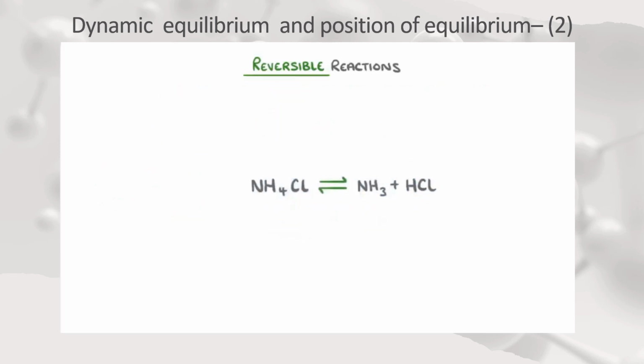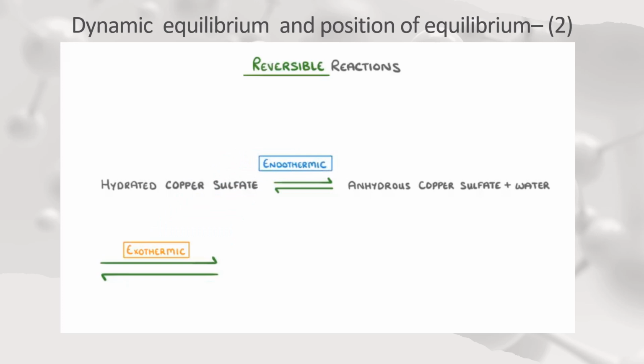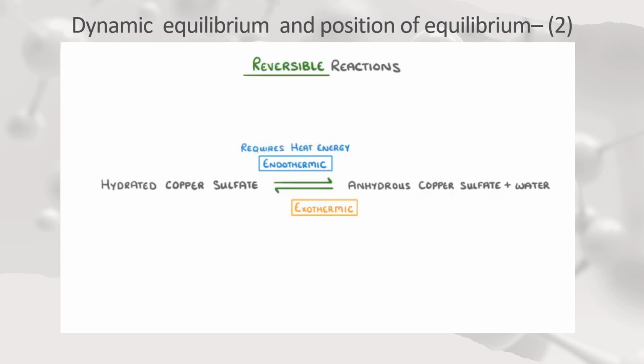The last thing we need to cover is that reversible reactions are always exothermic in one direction and endothermic in the other. For example, in this reaction, which shows the thermal decomposition of hydrated copper sulfate to anhydrous copper sulfate and water, the forward reaction is endothermic, and so the backward reaction is exothermic. If you're not familiar with these terms, hydrated just means that water is present, and anhydrous means that there's no water.